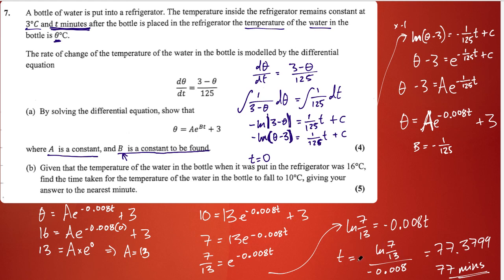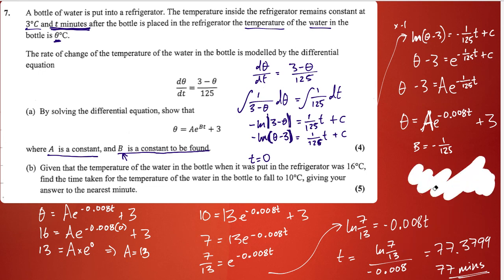It's just worth saying that if you used fractions all the way through, t would have been written as minus 125 ln 7 over 13. That's the same as that fraction over minus 0.008. Okay, so that's the final answer, 77 minutes.